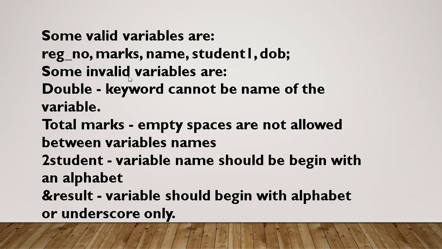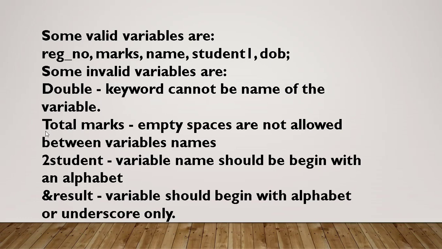Let us see invalid variables. Double. Double is a keyword. We cannot use it as a variable. Keywords cannot be used as a variable. There are certain words known as keywords. They are predefined words. They have special meaning. Those types of words are called keywords, and these keywords cannot be used as a variable.